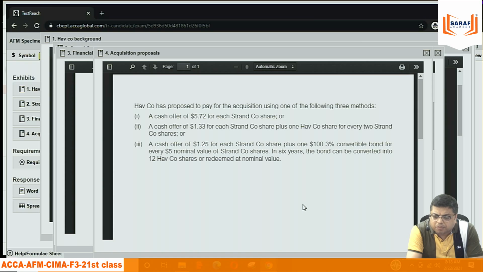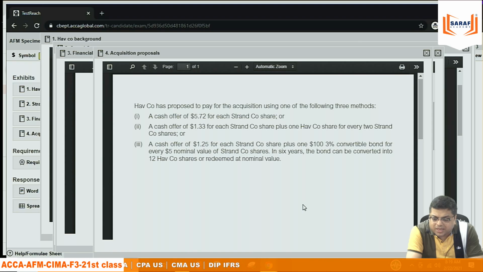H company has proposed to pay for the acquisition using one of the following 3 methods. A cash offer of 5.72 for each S company share. In that case, the other company shareholder will not be the shareholder of the combined company. They are getting cash.